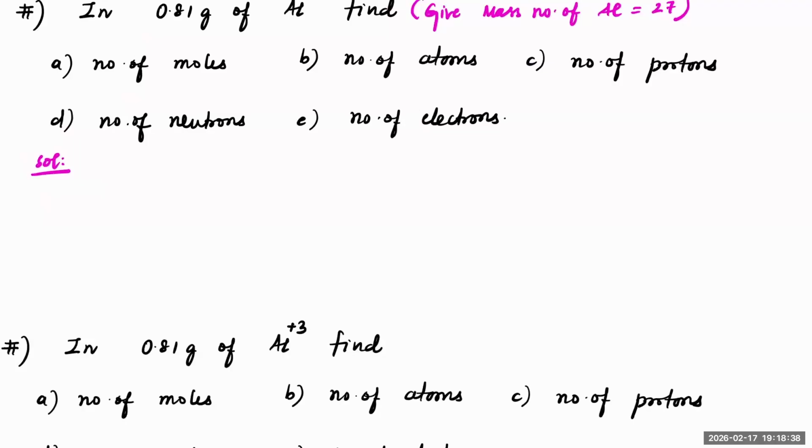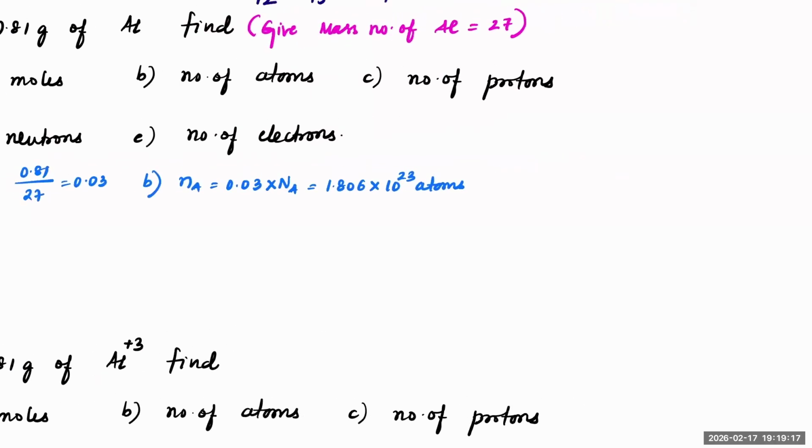Okay. Let's start with A. You got the number of moles as 0.81 upon 27, correct? That is 0.03, right? Very good. Next, B part, number of atoms. So number of atoms will be equal to number of moles multiplied by Avogadro's number, correct? So I think you must have got that as 1.0806 into 10 raised to 23 atoms. All good? Yes. Very good.